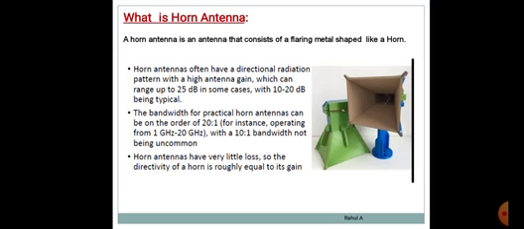And the third characteristic is that horn antennas have very little loss, so the directivity of a horn antenna is roughly equal to its gain. We have already discussed gain and directivity. The higher gain is achievable just because of the higher directivity. On the right hand side of the screen you can see the horn antenna structure.